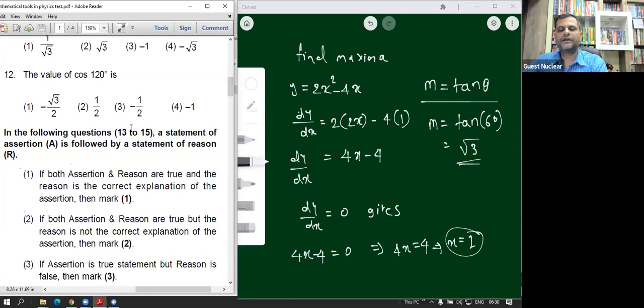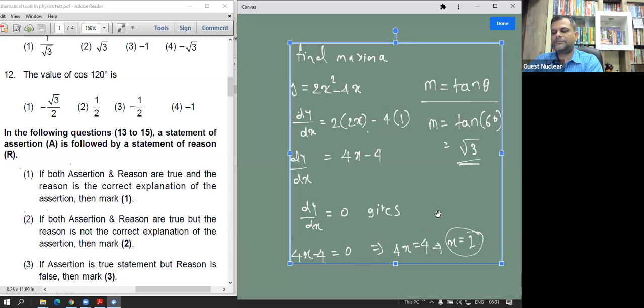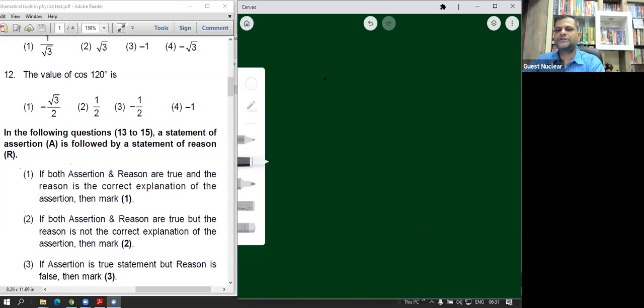so the slope of this line will be root 3, and that's it. Again, cos of 120. We know that cos of 120 can be found by using the fact that cos of 120 can be written as 180 minus 60, and as we know that cos of 180 minus theta is going to be minus of cos theta, here we will get minus of cos 60 which is going to be minus of half. That's it.